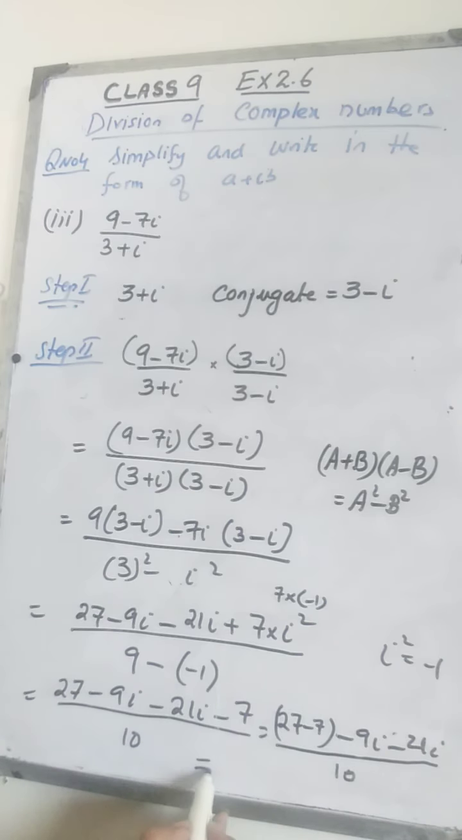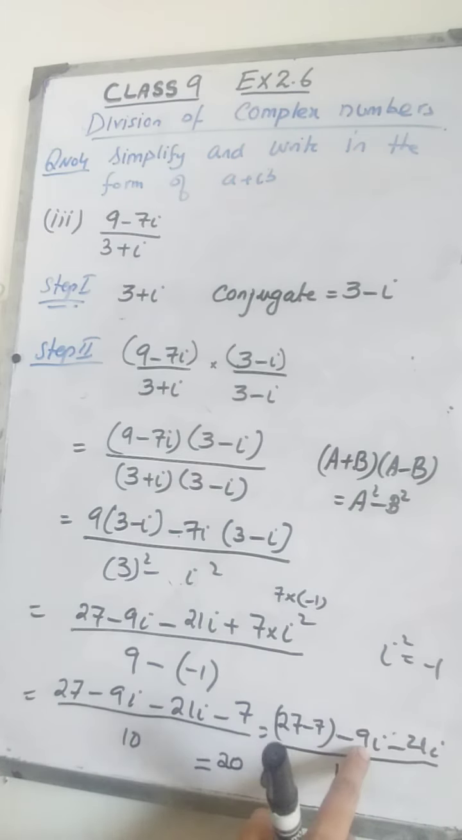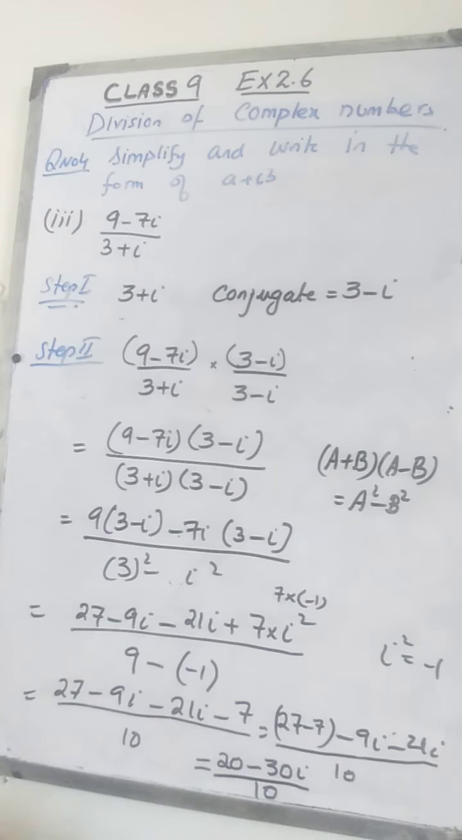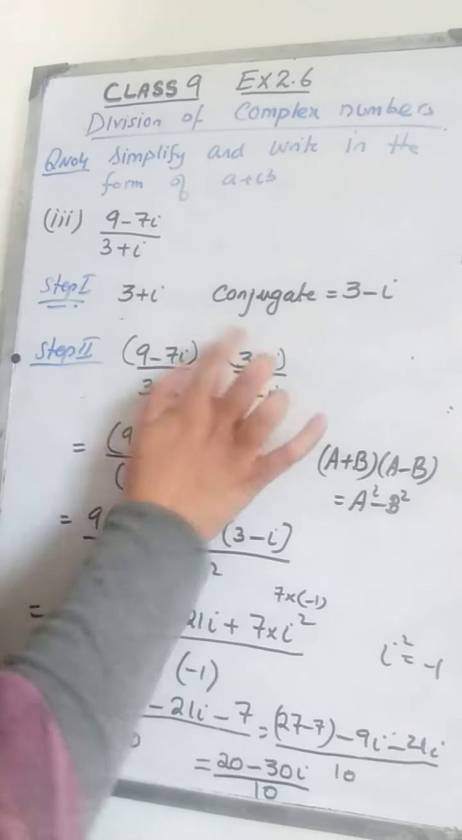In the next step, 27 minus 7 is 20, and minus 9 minus 21, as both the signs are the same, we are going to do the addition. 21 plus 9 will be 30. So this is going to be minus 30 iota over 10. Okay, and simplifying it more, let me do one more step over here.